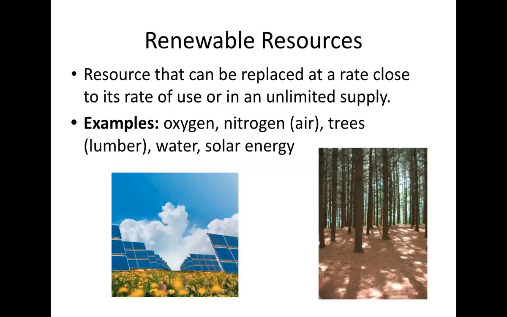So what is a renewable resource? These are resources that can be replaced at a rate close to its rate of use or in some kind of unlimited supply. Examples of this would be oxygen, nitrogen from the air, and we'll get more into nitrogen when we get into ecology and the nitrogen cycle. Trees, things like lumber, water, and solar energy, which comes from where? The sun.